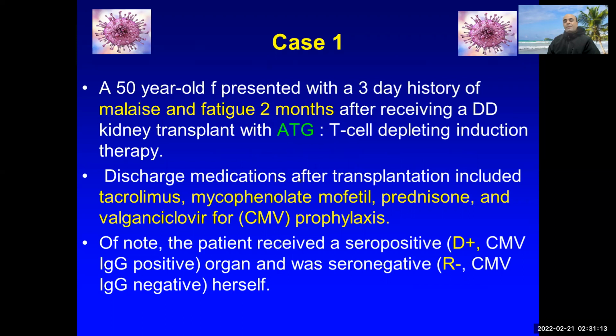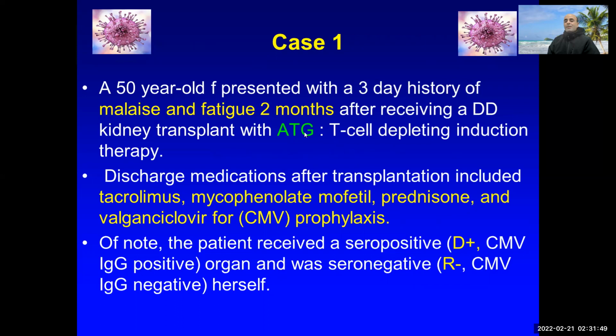A 50 years old female patient presented with 3 days history of malaise and fatigue for 2 months. Malaise, just in specific symptoms, just malaise, fatigue, and unable to do her tasks at home. This was after receiving a deceased donor transplant with ATG, T cell depleting induction therapy. Patient discharge medication after transplant included tacrolimus, Advagraf, mycophenolate mofetil MMF, or Myfortic, prednisone, and valganciclovir for CMV prophylaxis.